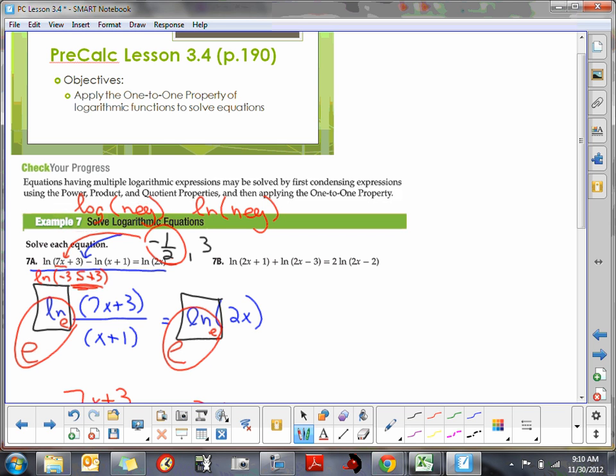And this is where I already know that this negative 1/2 cannot be an eligible solution, because negative 3.5 plus 3 is a negative 1/2, which would force us to take the natural log of a negative 1/2, which can't be done. So we throw that solution out.